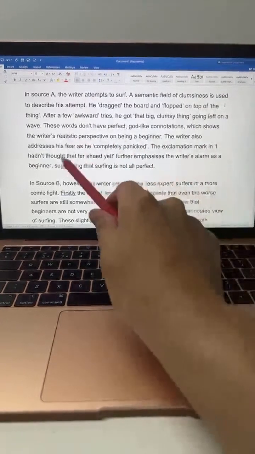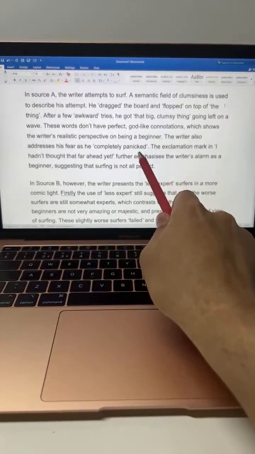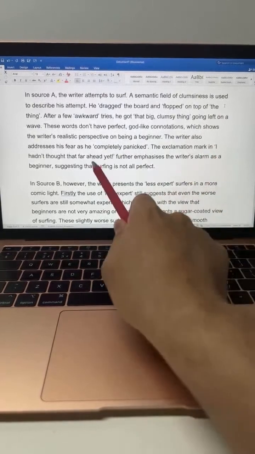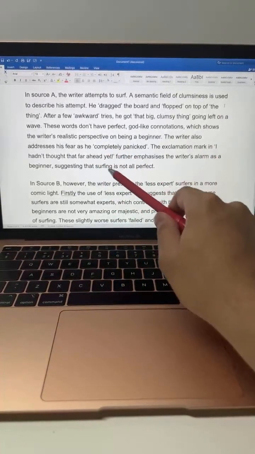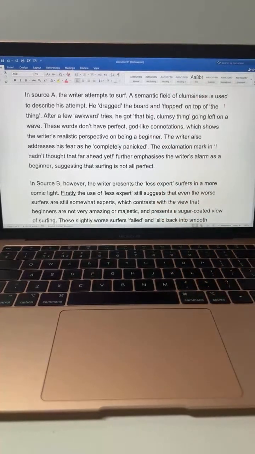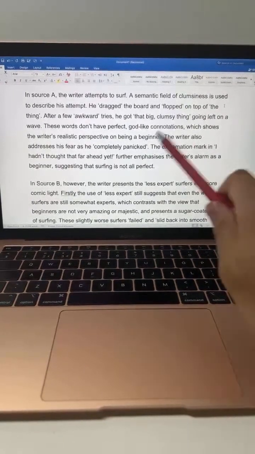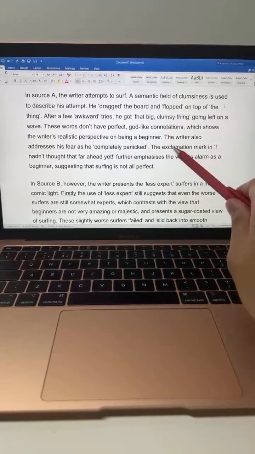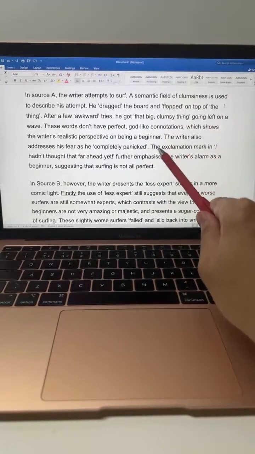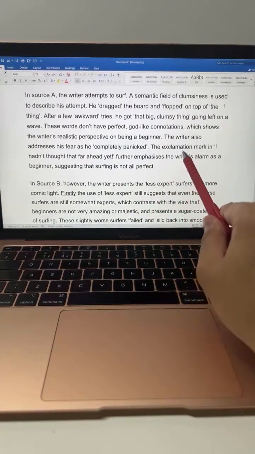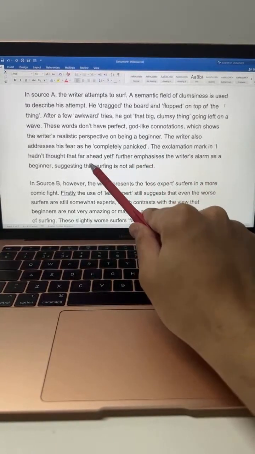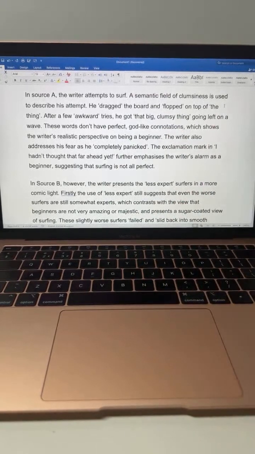The writer also addresses his fear as he completely panicked. The exclamation mark in "I hadn't thought that far ahead yet!" Remember, students, an extra point, additional marks: punctuation. Is this something that you can mention for question 4? Yes. So don't ever say, okay, I've written enough. There's always an additional point you can make for question 4. Even punctuation, as you can see, I've mentioned here. The exclamation mark further emphasizes the writer's alarm as a beginner, suggesting that surfing is not all perfect.